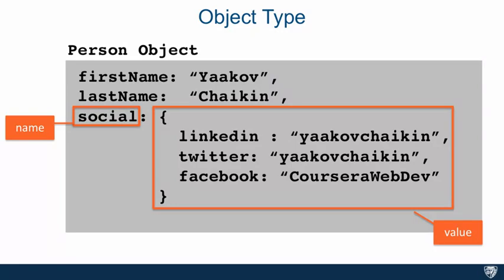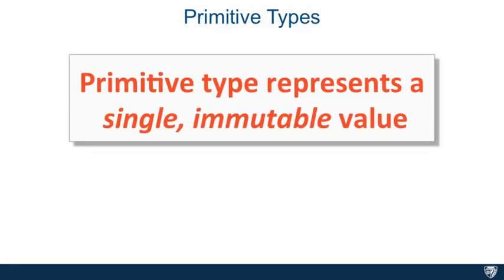So that's object type. What about primitives? Well, primitive type is a type that represents a single immutable value. So what does it mean? A single value means it's not an object. Remember that object is a collection of name-value pairs. Even the simplest object there is a name and value pair. Well, the very simplest one has 0 name-value pairs, but the very simplest one that has some data in it is a name-value pair. It's not a single value.